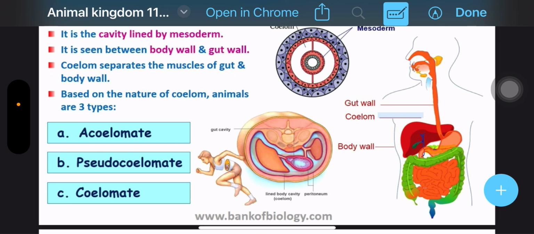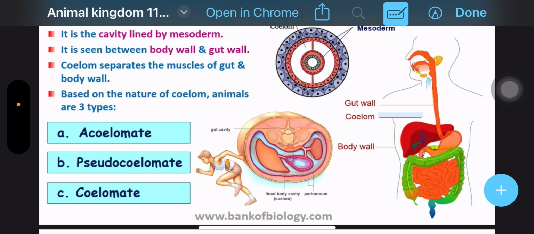In the cavity, all internal organs like the heart, liver, stomach and intestine are arranged. We need a cavity; without a cavity, how can you place them? It is like cupboards and almirahs in our house. We place objects where space is available.